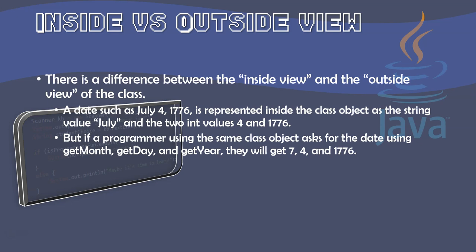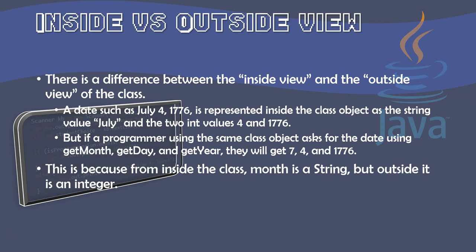But if a programmer using that same class object asks for the date using getMonth, getDay, and getYear, they would, of course, get 7, 4, and 1776. This is because when you're inside of that class, when you're looking at the actual object details, month is a string. But outside, it's an integer, because remember, we, of course, can convert between those two values.